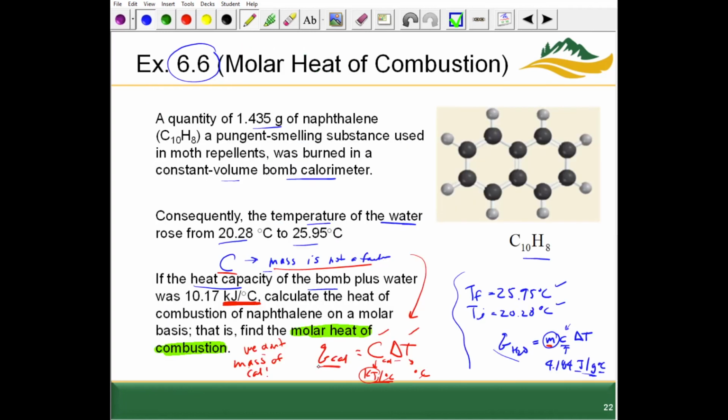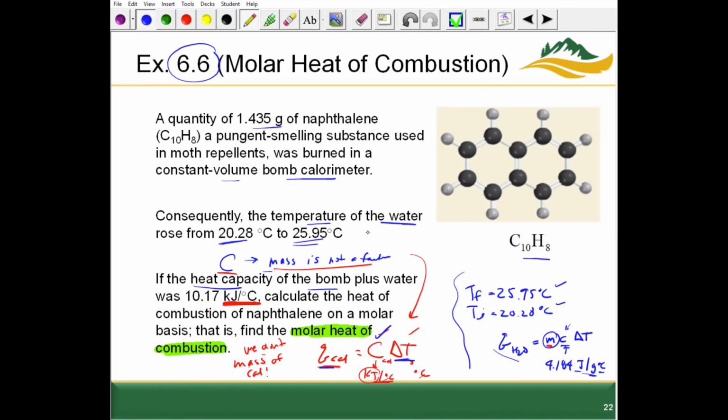So to solve for the heat absorbed by the calorimeter, again, we know the heat capacity. What about this delta T? Well, we're told that the water rises from 20.28 to 25.95.